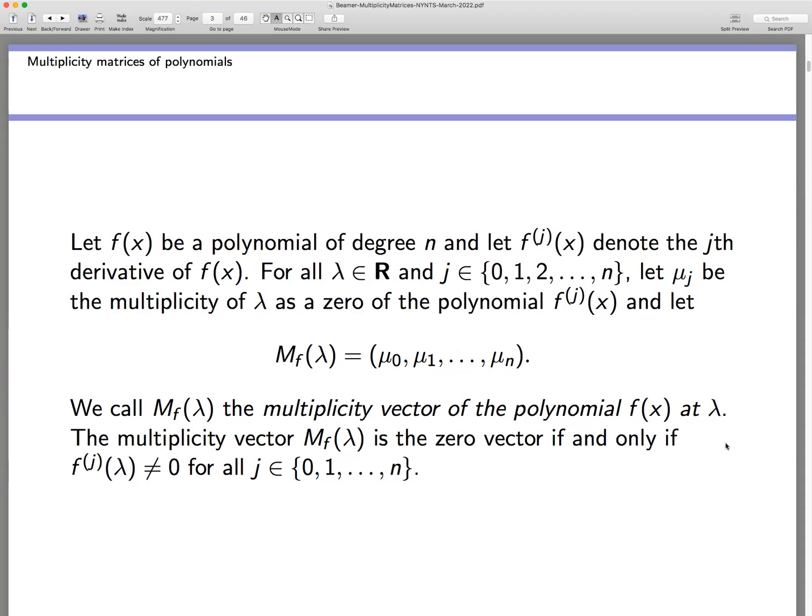And this multiplicity vector is the 0 vector if and only if lambda is not a root of any of the derivatives of f. Again, I have no doubt that everything I'm about to say was investigated 100 years ago or more. It's just that I don't know where or by whom. So this is all stuff that I do during the commercials on BBC, I guess.